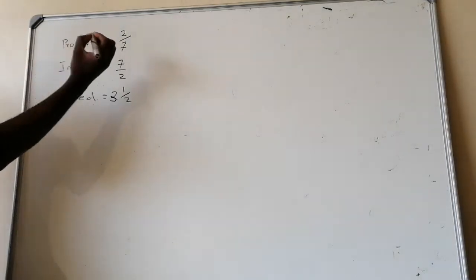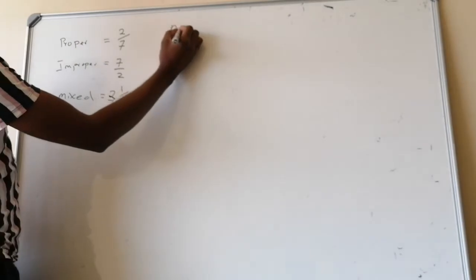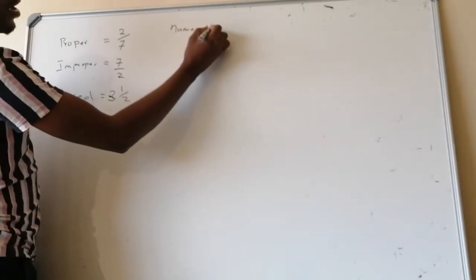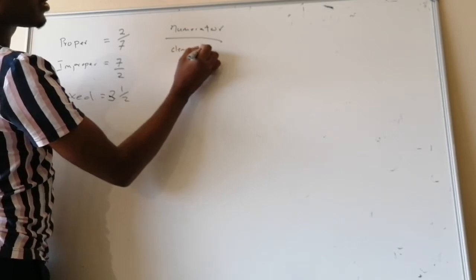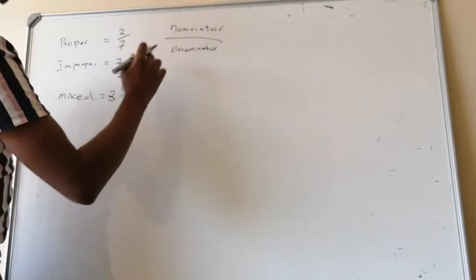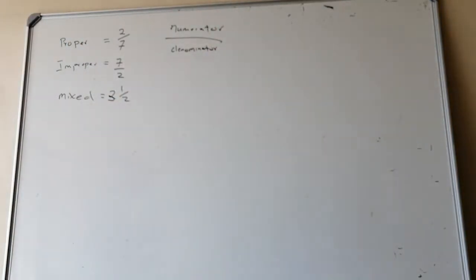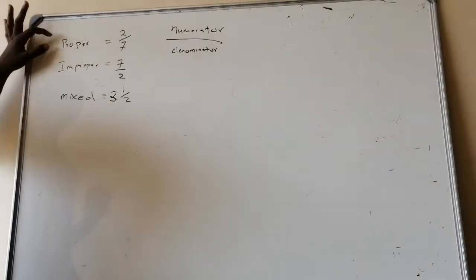Fractions are composed of a numerator and a denominator. The numerator is the number on top of the fraction, and the denominator is the number below, at the division side. So we have got three types of fractions. We have proper fraction.